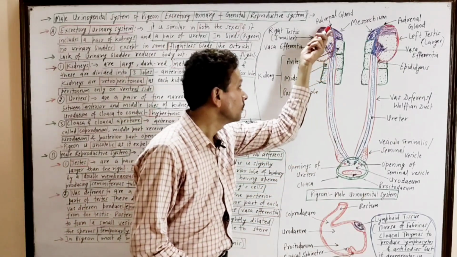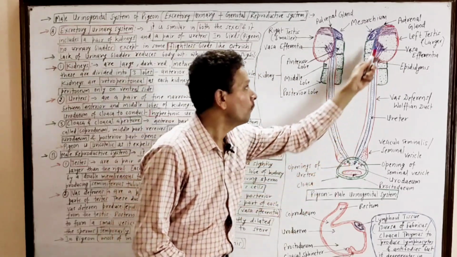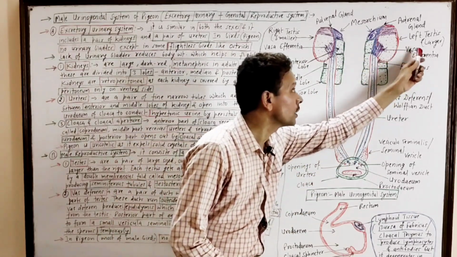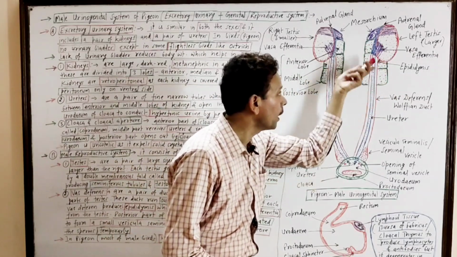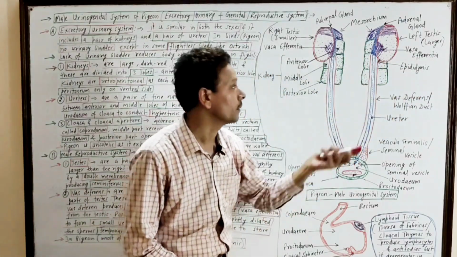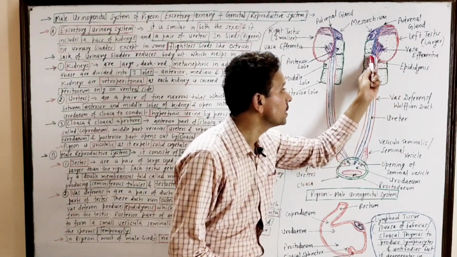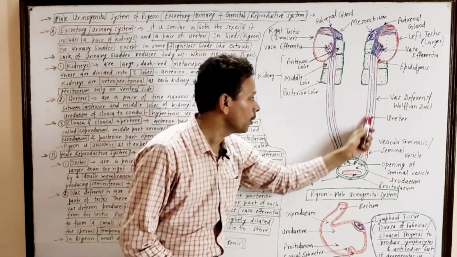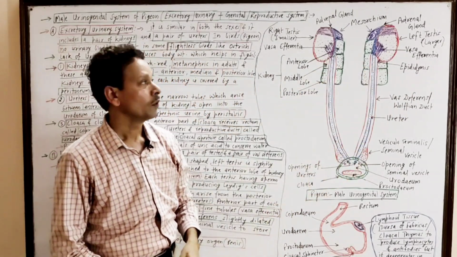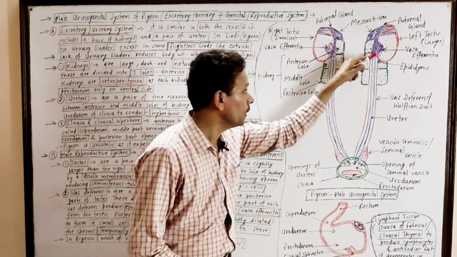From the posterior part of this testis, fine ducts or tubule-like structures, these are vasa efferentia, which open in the upper part of the vas deferens, and this upper part of the vas deferens is the epididymis. These are a pair of fine ducts which arise from the posterior part of each testis.